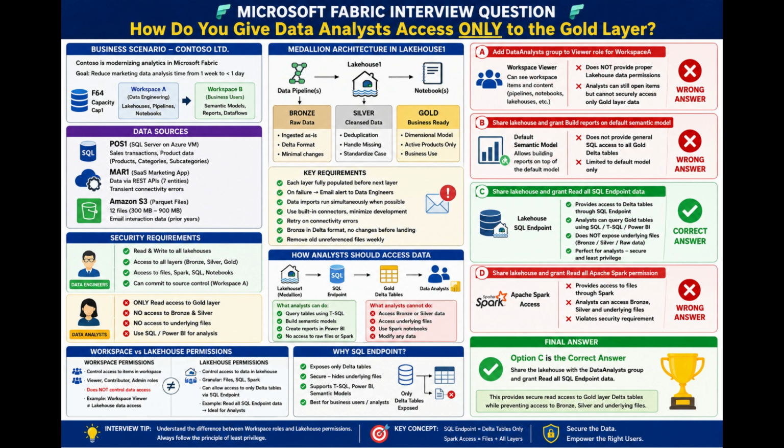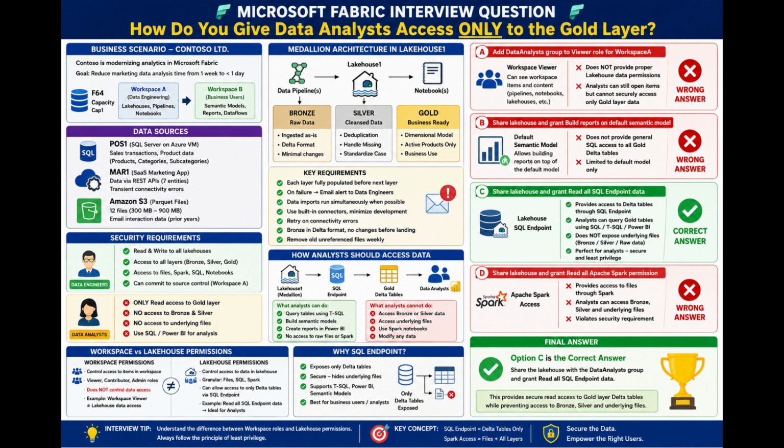So let's say this is my question. You are implementing Microsoft Fabric for a company. Let's say it's Contoso. Now your company has implemented a Medallion architecture, right? And Medallion, we all know, it has a bronze, silver and gold layer. Bronze has raw data, silver has cleansed data, whereas gold layer is ready to use data, which is actually the delta table, which is business ready.